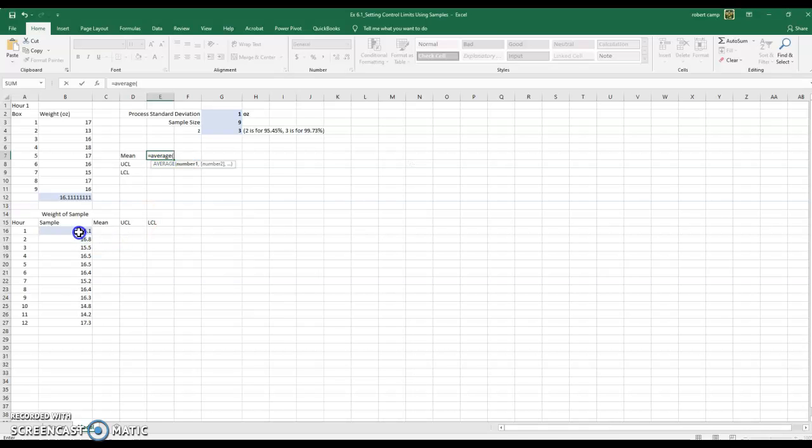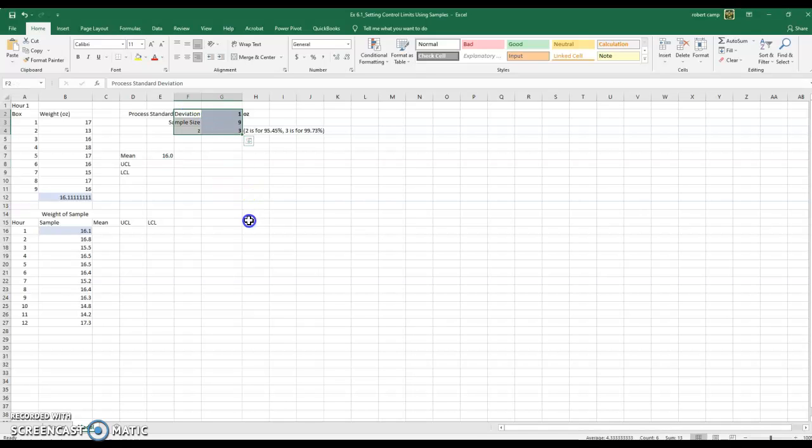And we'll just go here. We'll average all of those up. And then that's going to give us a mean of 16 ounces. So this is kind of the average of the averages. Okay, and so now we can build our upper and lower control limits based on that.